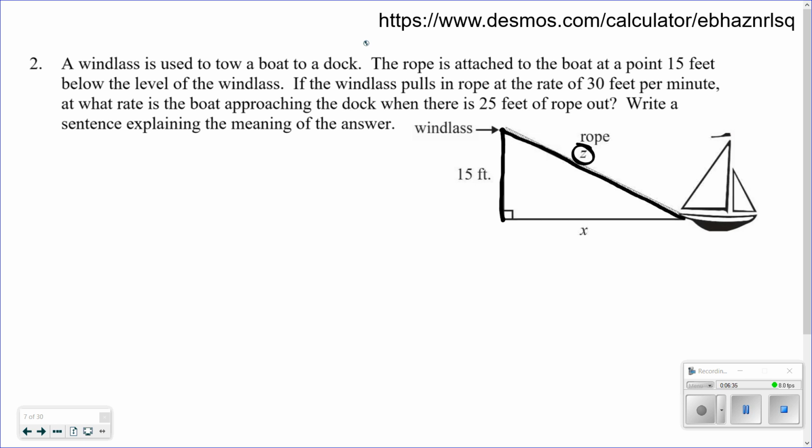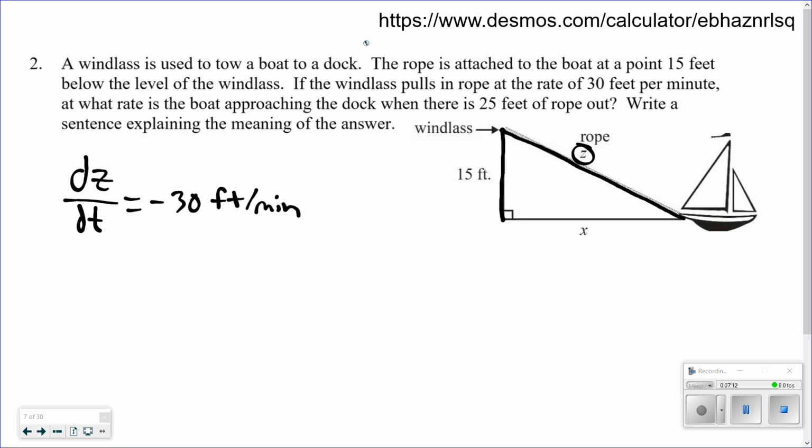Something to be really careful with. So let's put down dz dt. dz dt means the change in z with respect to the change in time. So in other words, it's the rate of change of z. When I put that down, you have to decide if it's positive or negative. If you look at z, that side length, as it's pulled in, that rope, the length of the rope is getting smaller, so z is getting smaller. That means that 30 feet per minute is actually a negative 30 feet per minute, because the length of that side is decreasing, z is getting smaller. So I know dz dt.